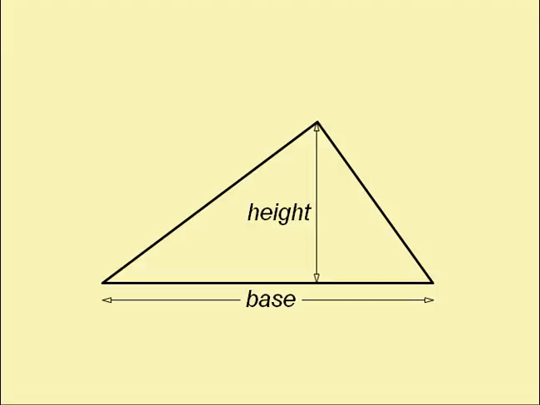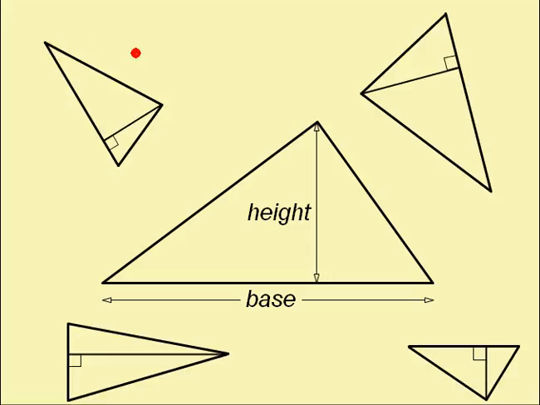To find the area of any triangle, you need to know the base and the height. These two measurements will always be perpendicular to one another. That means at a right angle. You need to be able to identify the base and the height no matter which way up your triangle is.